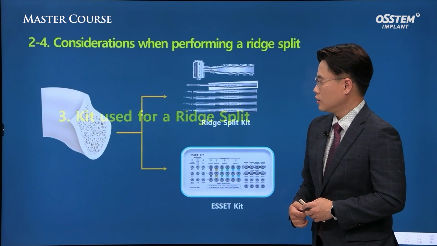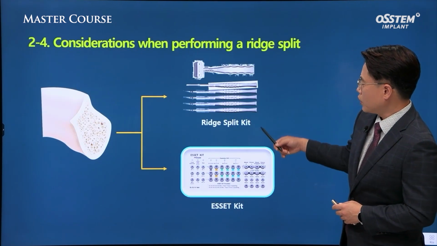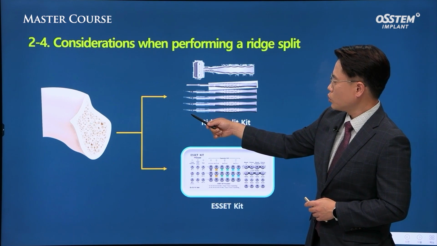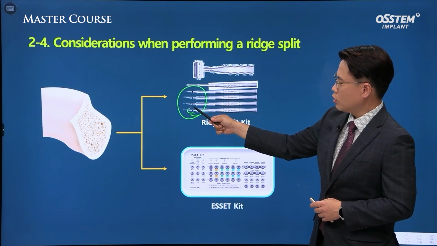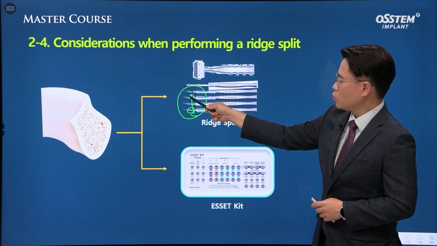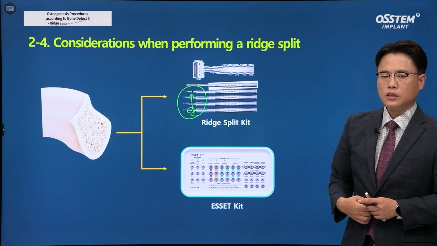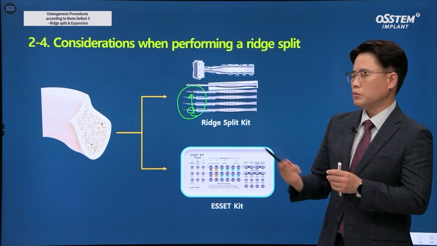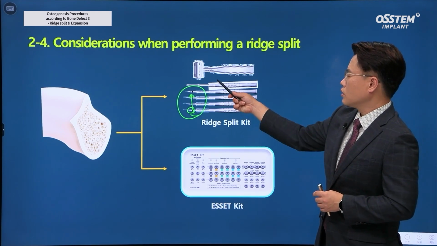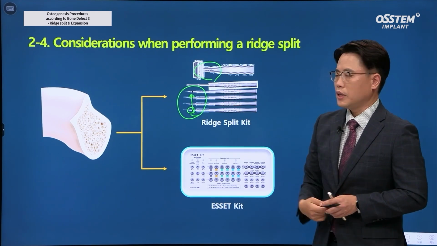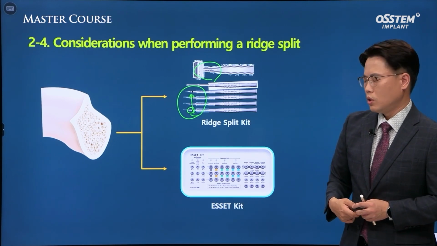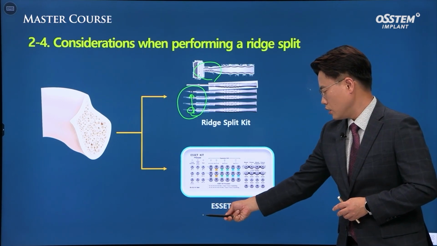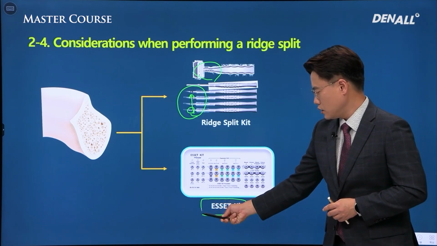To do ridge split in a traditional way, you need an osteotome. This is quite sharp. If you take a closer look, there are different sizes gradually increasing. So you can increase the ridge gradually. This process requires malleting, therefore the patient can complain of discomfort. In order to overcome that, OSSTEM has developed the ESSET kit.